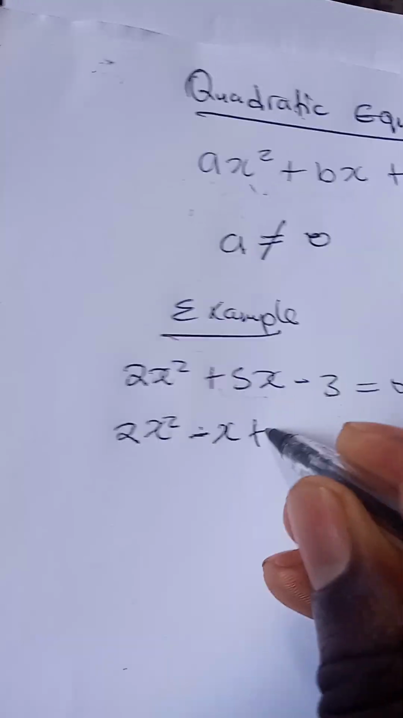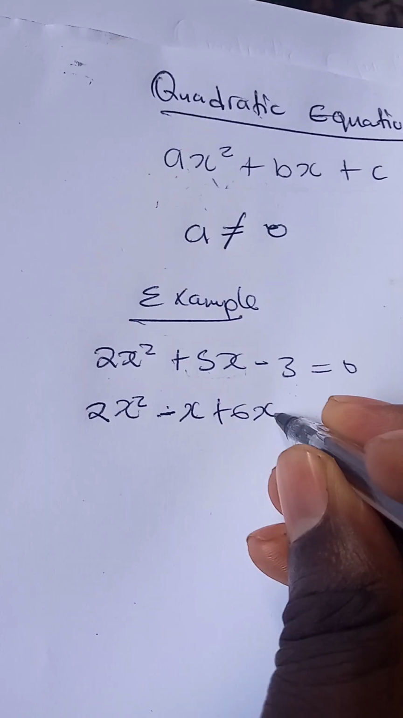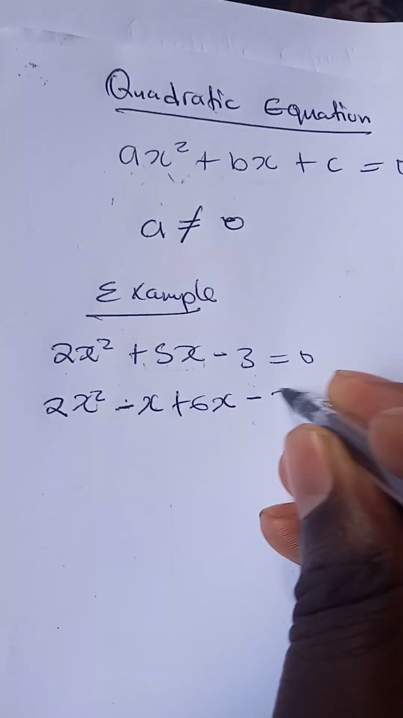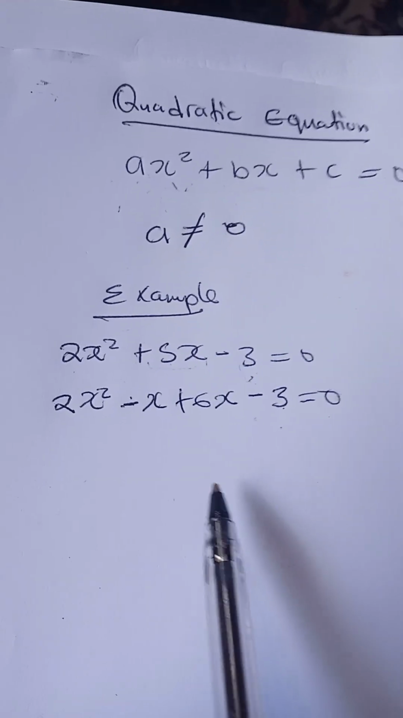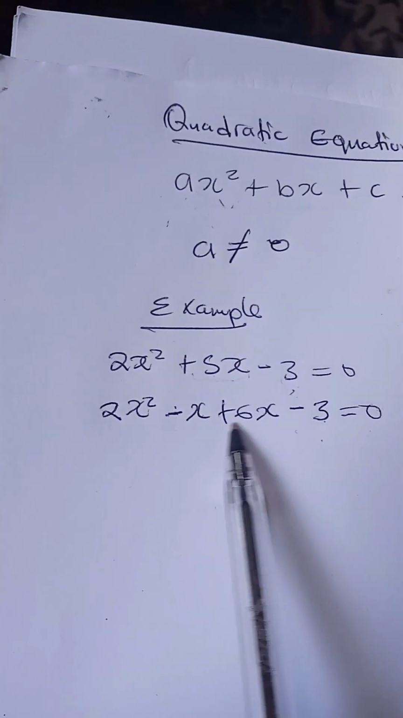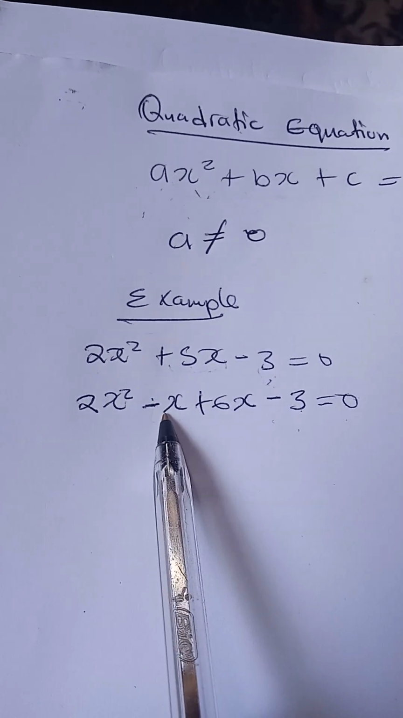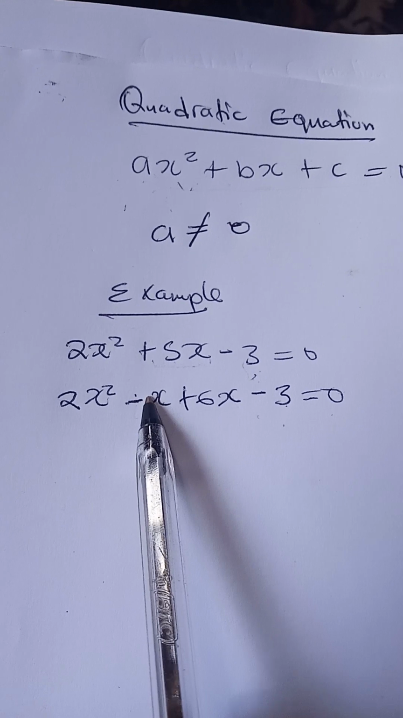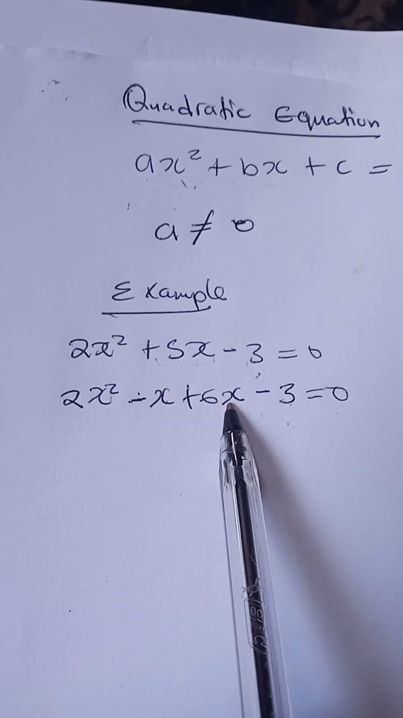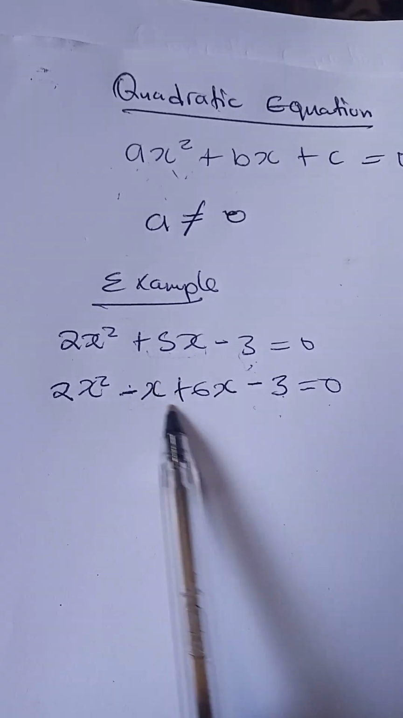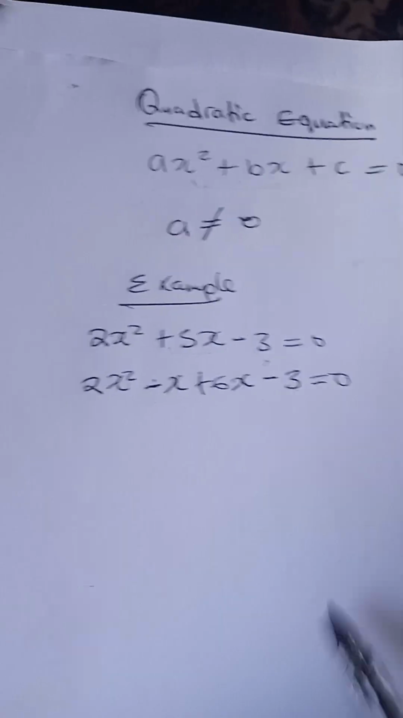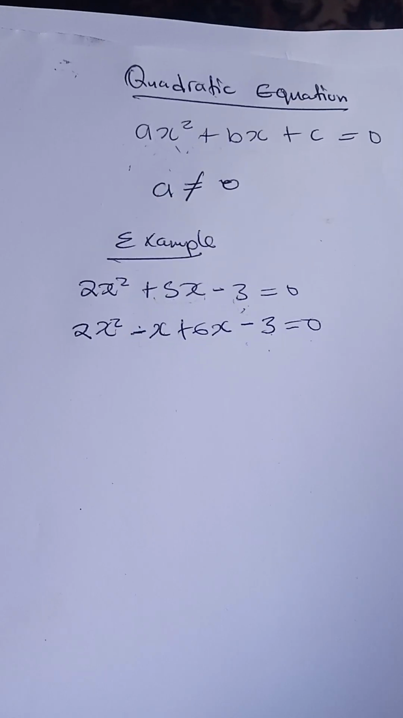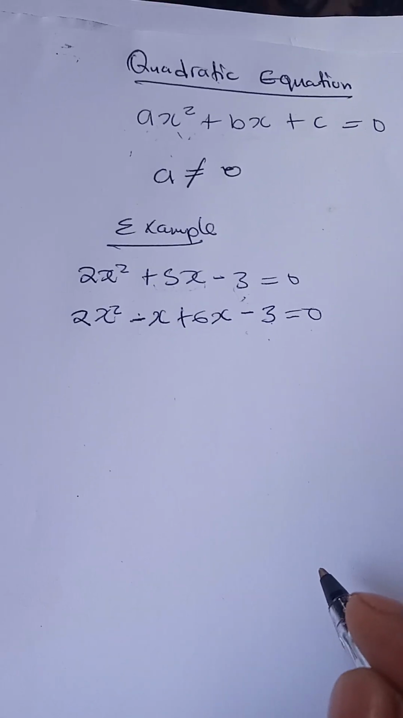Plus 6, we are going to put it here, plus 6 minus 3 is equal to 0. This 3 here, minus 3. Now take note that when we add them, negative x plus 6x, they are giving us what? The sum of 5x.